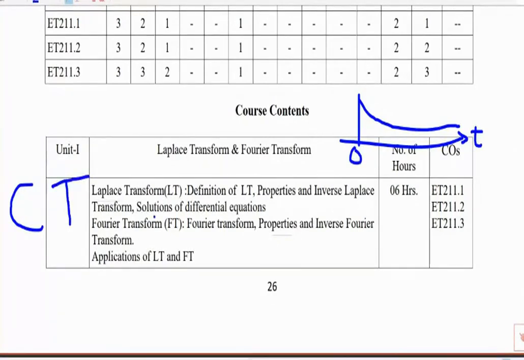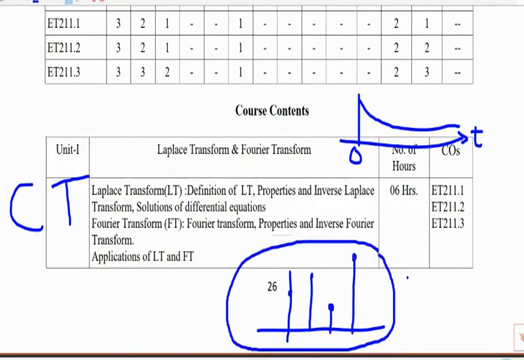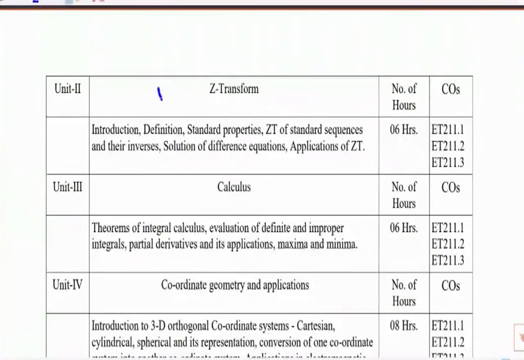Okay, now you can have some discrete time signals, which are present at discrete instants of time. So this is not a continuous signal, right? This one is not a continuous signal, it is a discrete signal. So for discrete time signals we have Z transform. So in unit number 2 we will see the definition of Z transform.